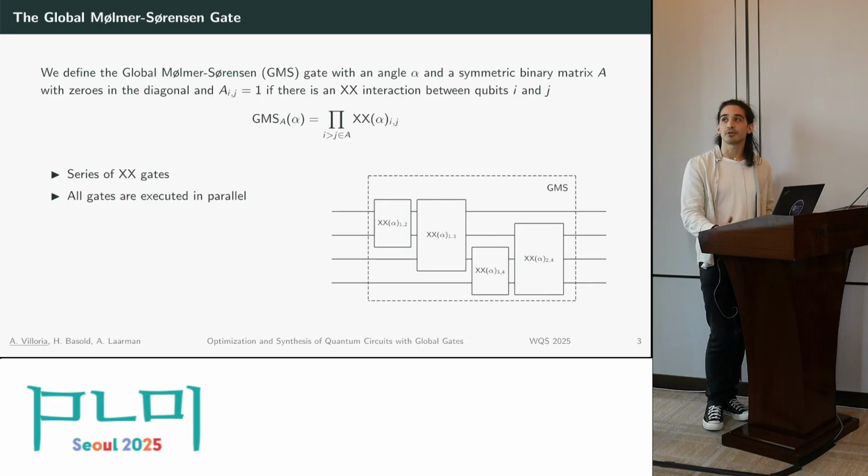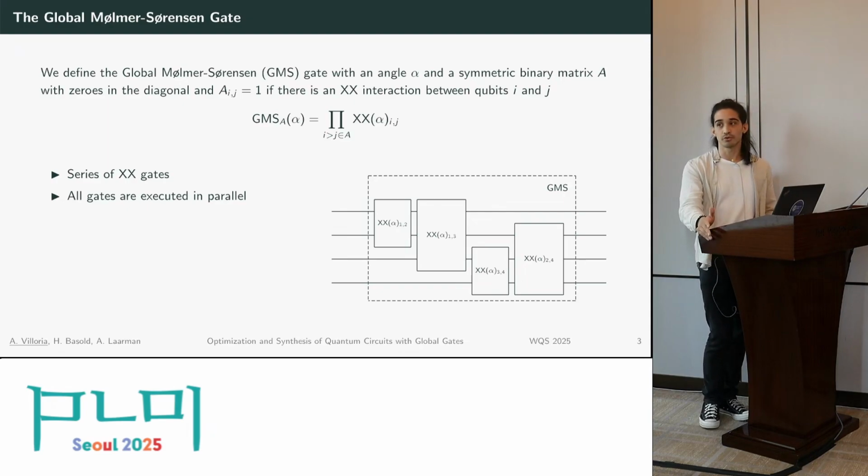And more importantly for this talk is the global Mølmer-Sørensen gate, or GMS gate for short. And I don't want you to read the definition. I think just with the picture, it's quite clear what this does. So if in your circuit you have a sequence of XX gates, and they are uninterrupted, you don't have any other gates in between, you can put them together and execute them all in parallel. So this instruction takes the same time to execute as just one of the individual XX rotations.